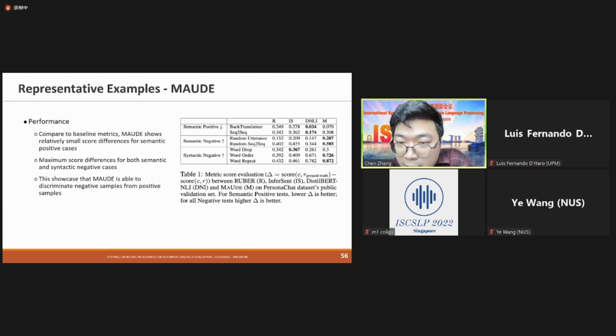For example, for the back-translated response or sequence generation, the score difference should not be very large. For the back translation, the MAUDI score difference is just 0.07, but for the syntactic negative, such as word repeat and word order, the score difference with respect to the original response is quite large, 0.8. This showcases that it is able to tell the negative samples apart from positive samples.